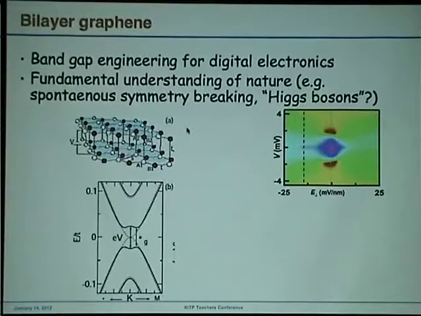Again, at last week's conference, we were debating whether we'd have a bet on whether we'll see the Higgs boson before the high energy community does.